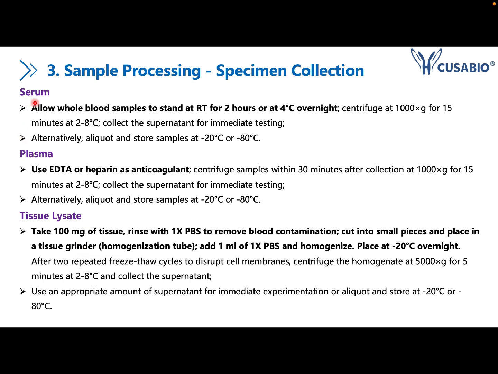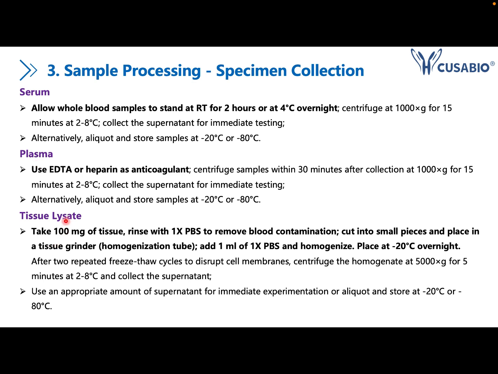For example, for serum samples, we usually allow the whole blood sample to stand at room temperature for 2 hours or at 4 degrees overnight. Then you centrifuge and collect the supernatant. But for the plasma sample, it's different. For plasma, we need to use an anticoagulant, like EDTA or heparin, to collect the sample. Then you centrifuge the sample and collect the supernatant.